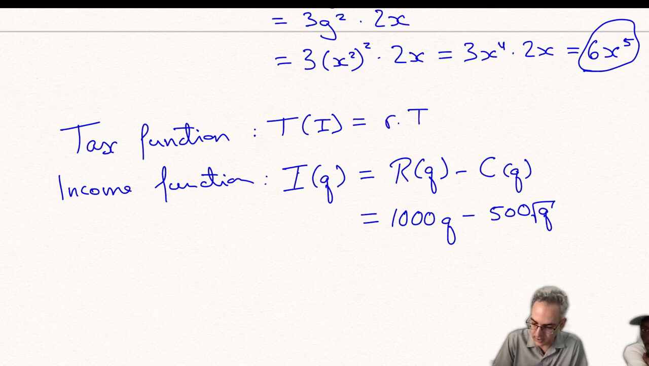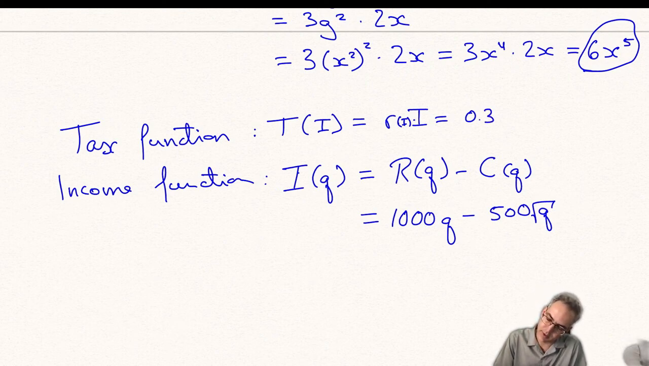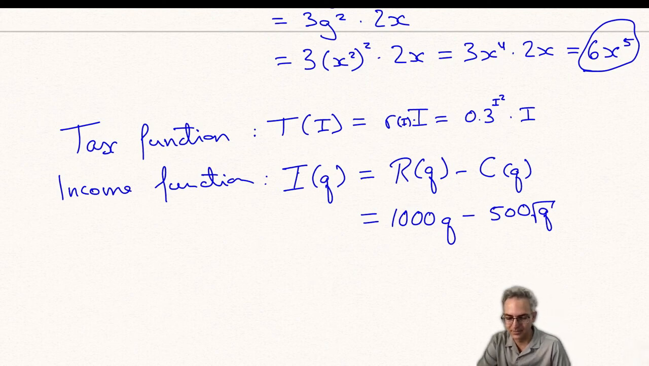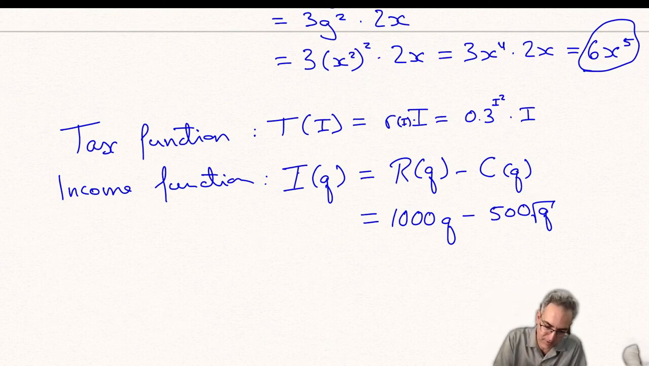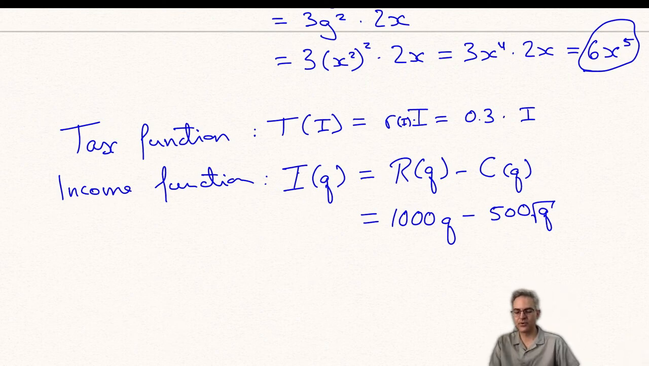A rate times an income. But the rate will be a function of income. So we'll say the rate is like 0.3 to the I squared times I. Wait, no, that's not what I want. That's going to be too complicated. We'll just keep it at 0.3i. It's a simple function. So 30% of I.